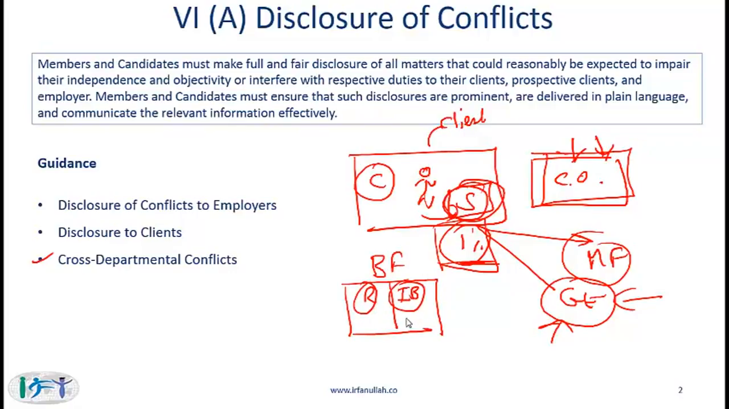The investment banking department might put pressure on you to write favorable reports for certain companies, specifically those companies with which the investment banking department either has a relationship or wants to build a relationship. Now, what do you disclose?